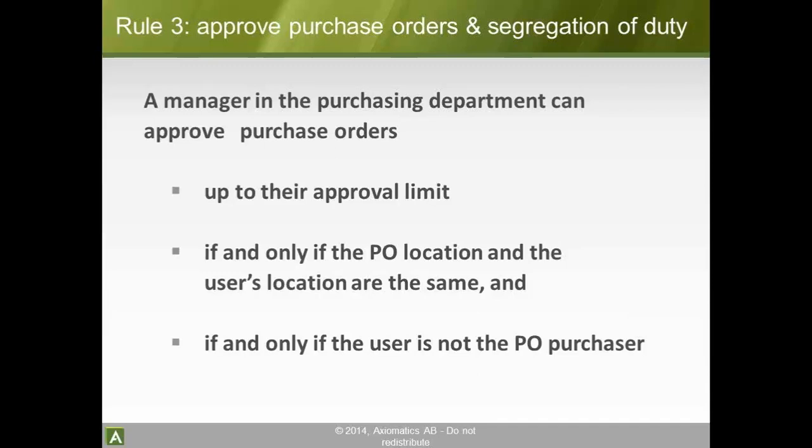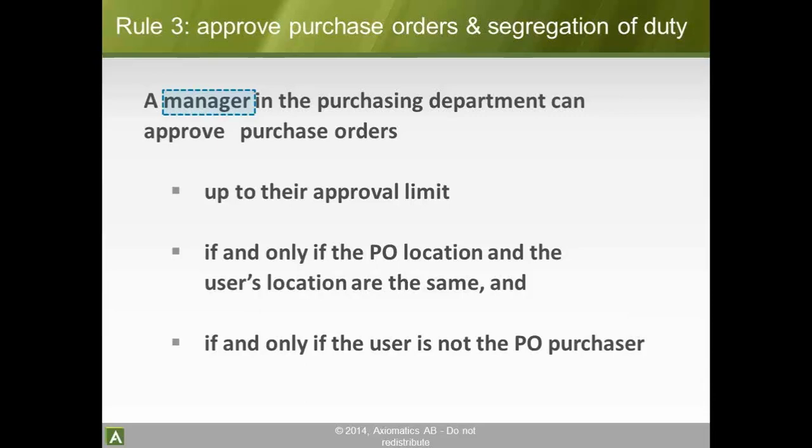The first constraint is a typical approval transaction limit, or limit on a transaction that one is allowed to approve. The second one is the location check we were doing in rule number 2. We're being consistent. And the third constraint here is a segregation of duty check.